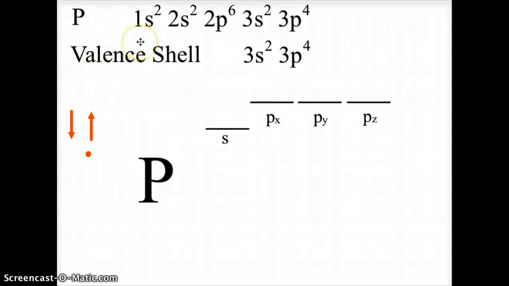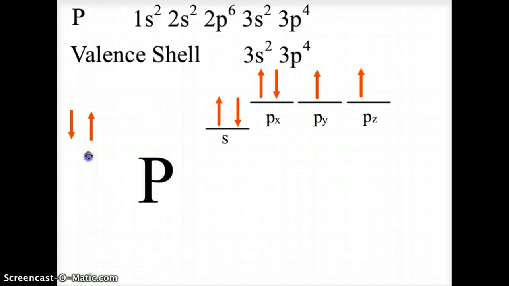So if we go to the third energy level and we do an example here, we're looking at phosphorus. So we're looking at 1s2, 2s2, 2p6, 3s2, 3p4. The valence shell are only the 3s2 and the 3p4. So likewise, we fill that in by putting 2 electrons in the s suborbital. We then fill each of the up electrons in px, py, and pz. And then we will pair the electron in the px to give us the 4p electrons.